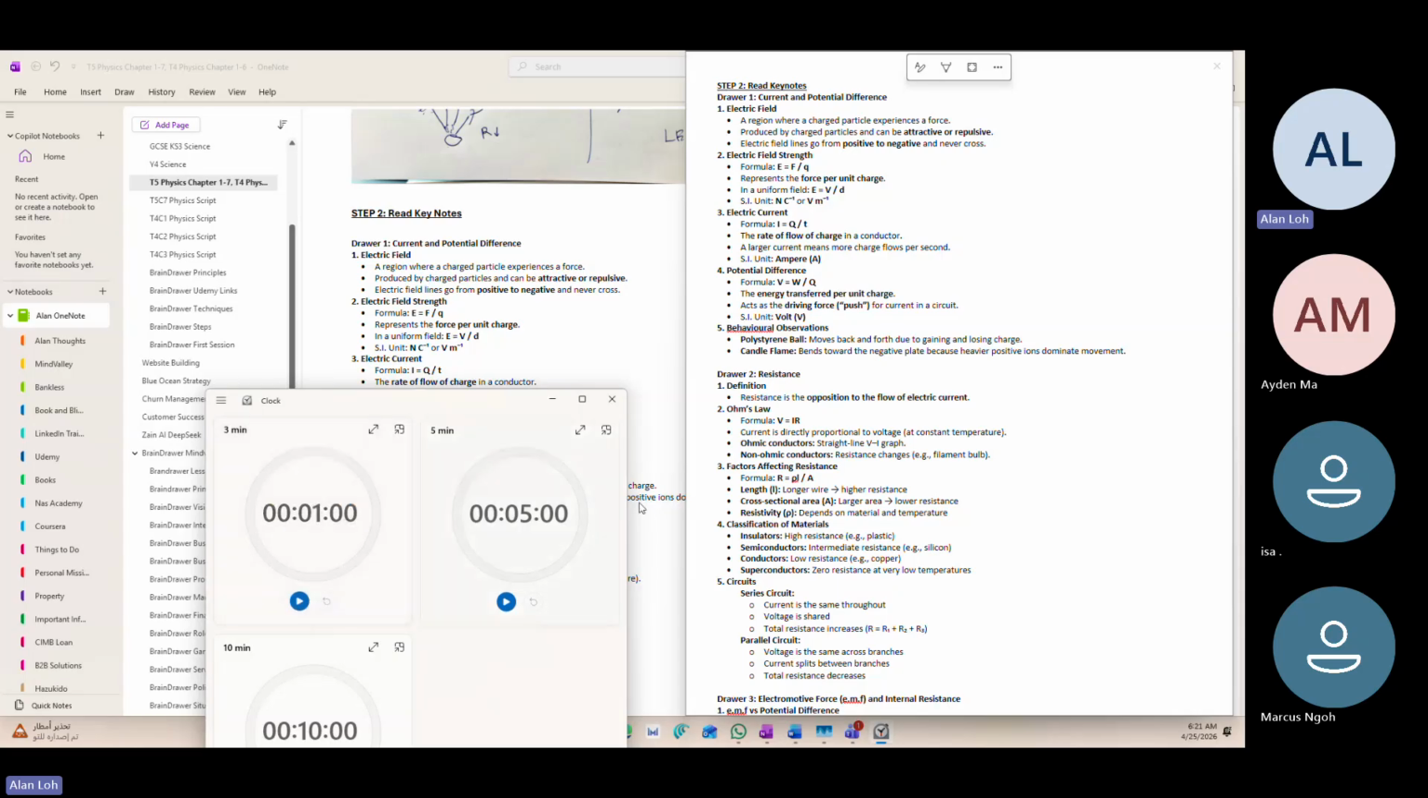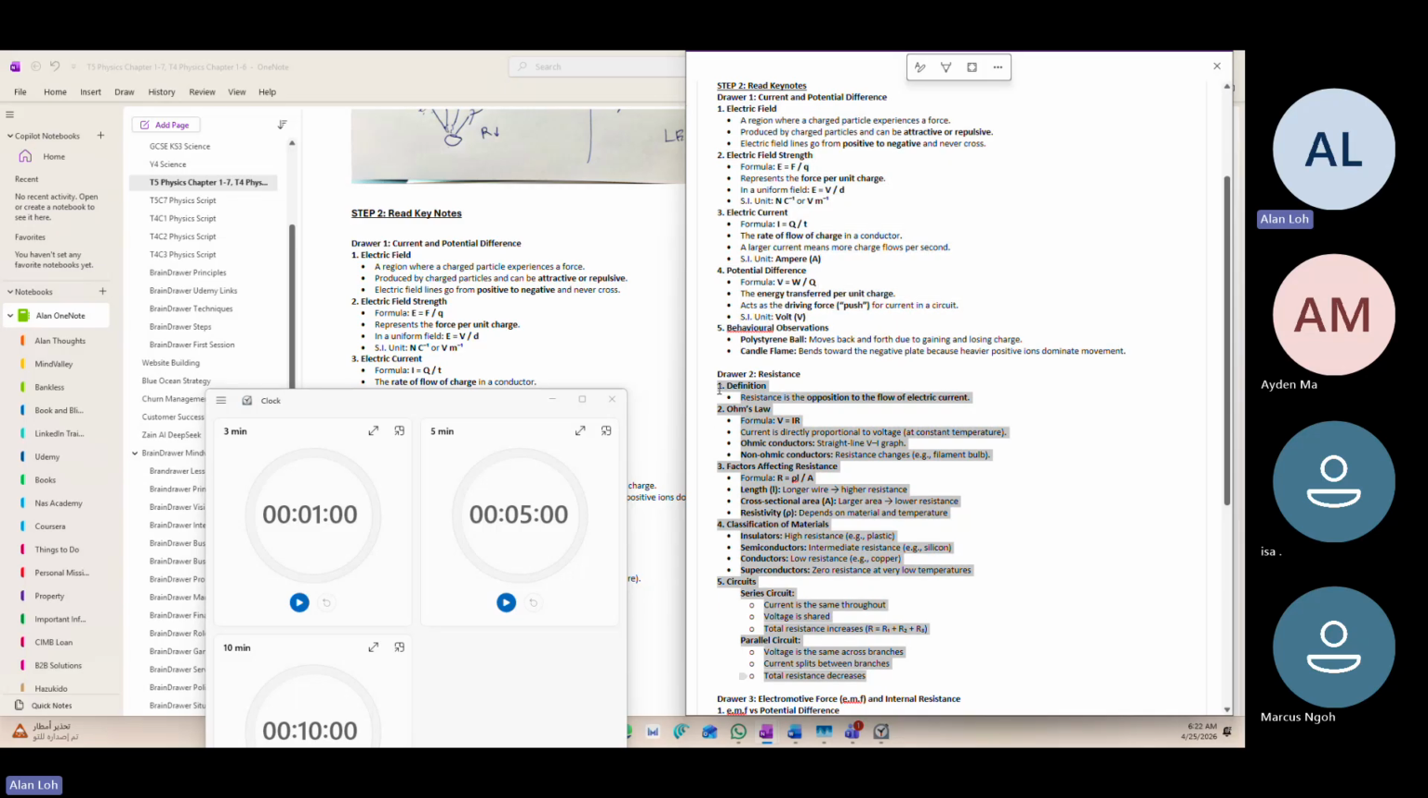All right, done. So how do you read this? You know that there are 5 key messages in drawer number 1. What are the 5 key messages? Electric field strength, current, potential difference, behavior, and observations. If you do not understand fully what you have read, that is fine, and that is normal, because you just started it. Then for drawer 2, you also have 5 key messages.